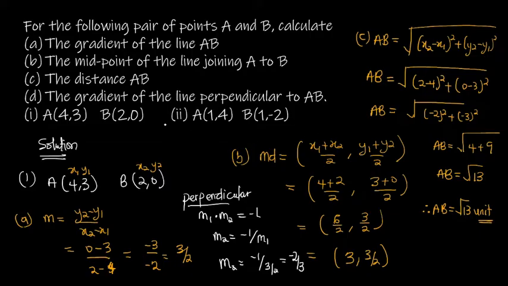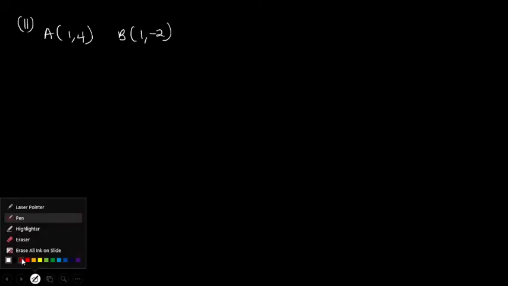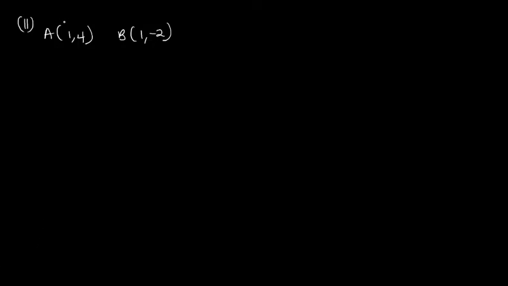Alright, so let's go ahead and look at part II, which has the points A(1, 4) and B(1, -2). So in part II, A has the point 1, 4, and then B has the point 1, -2. As always, I'll label my points or my coordinates. So this is my x1, my y1, my x2, my y2.